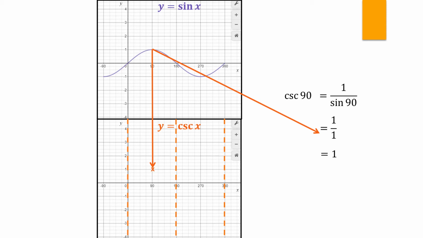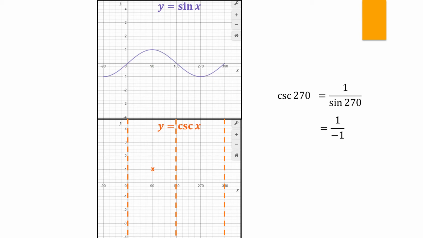Then we want to consider our minimum stationary points. So we've got one at 270, negative 1. If we consider the cosecant of 270, that's going to be 1 divided by negative 1, giving us a stationary point at 270, negative 1 on our cosecant curve.